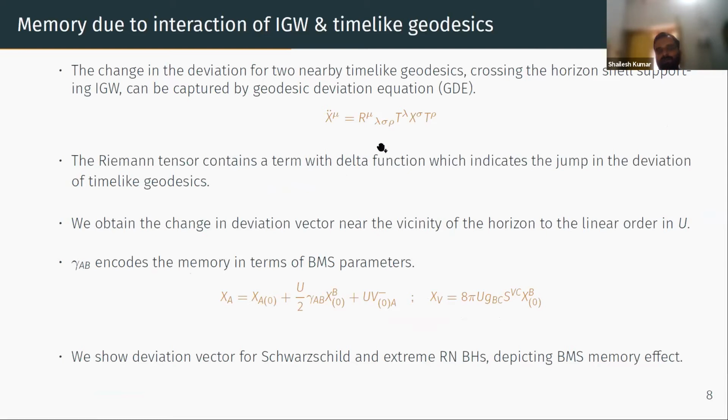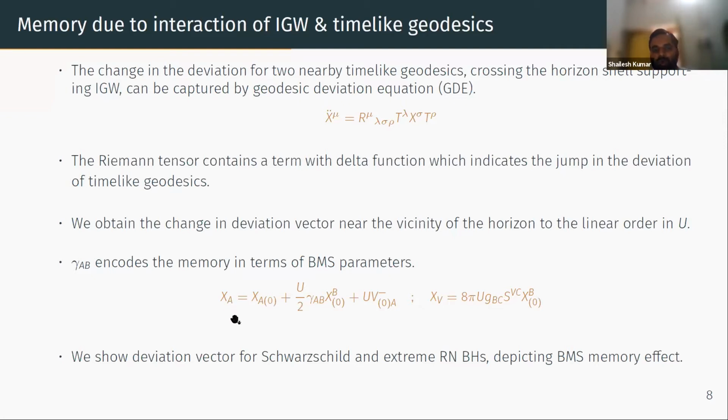So this will be captured by the geodesic deviation equation, and the jump, the memory part, will be captured in the Riemann tensor part. We compute the deviation vector to the linear order of u. So this will be a local effect. As a result, we find the spatial deviation vectors x^a.